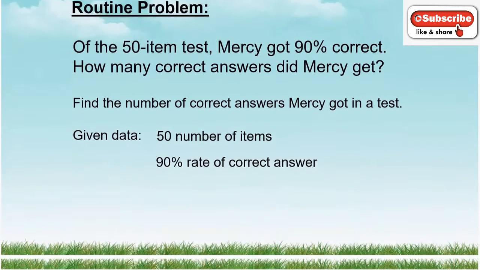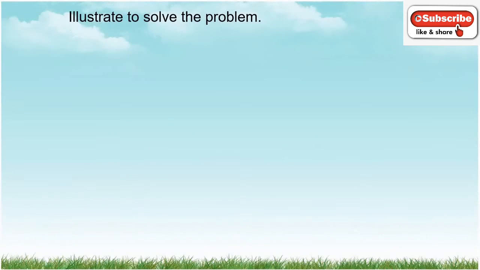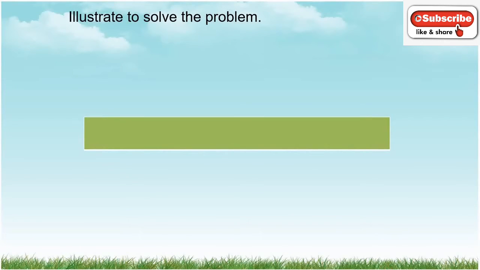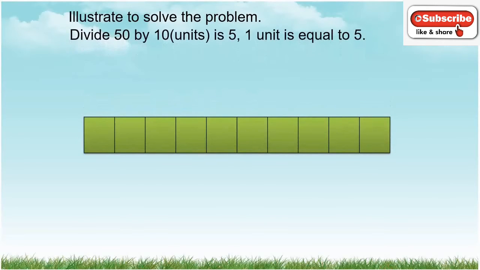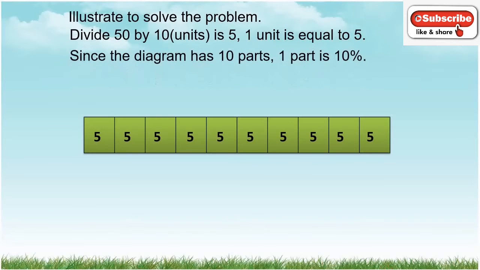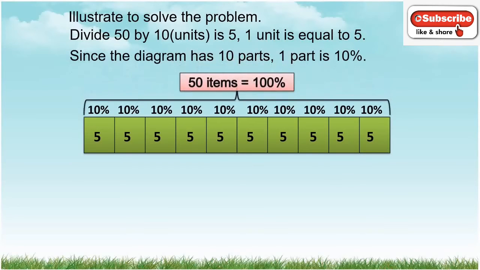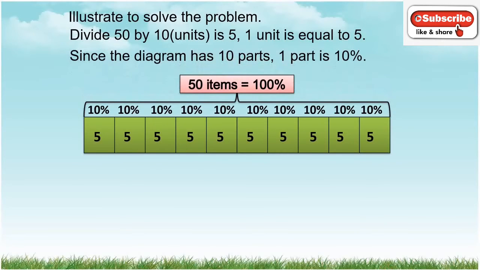Let us illustrate to solve the problem. Draw a diagram with 10 parts. Divide 50 by 10 units is 5. 1 unit is equal to 5. Since the diagram has 10 parts, 1 part is 10%. And the total of this is 50 items or 100%.